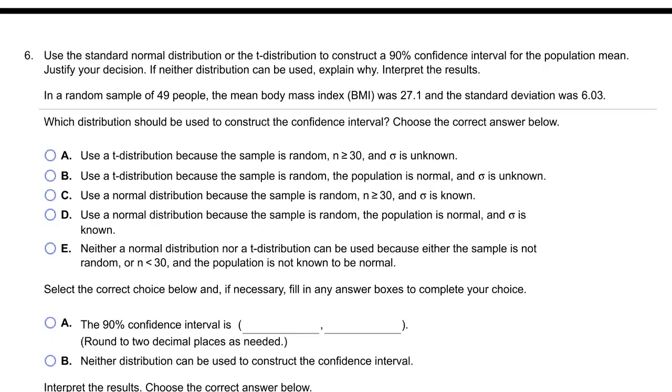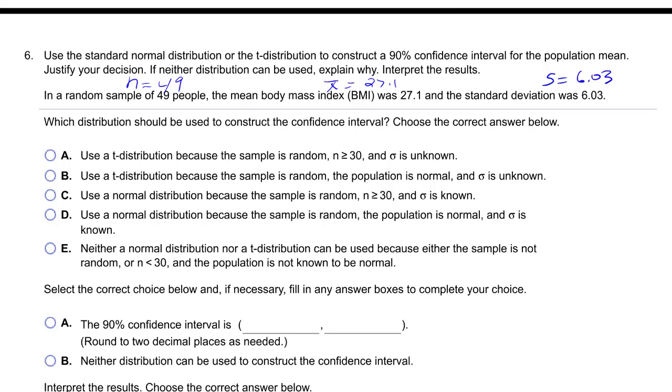All right, so now we have to decide which distribution we're going to use based on what we're given. So we want to construct a 90% confidence interval for the population mean. Okay, random sample of 49 people, n is 49. The mean body mass index was 27.1, so that's our x bar, 27.1. And the standard deviation was 6.03. So the standard deviation was from this sample, so this is an s of 6.03.